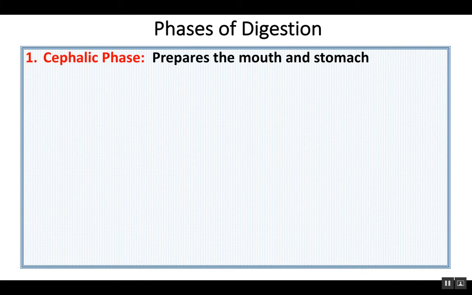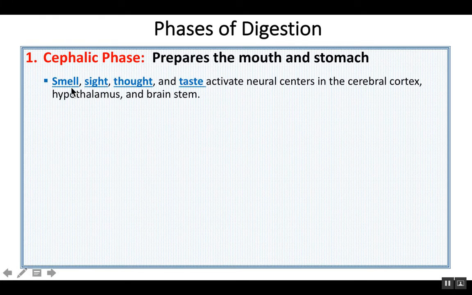The first one is known as the cephalic phase. We know cephalic pertains to your head. So there are things in your head that activate your digestive system. It does this by preparing your mouth for the food as well as your stomach. And what we mean by things in your head, you have a lot of sensory structures in your head. You've got smell, so olfaction, sight, vision of food, just thinking about food, and then that moment you taste food.